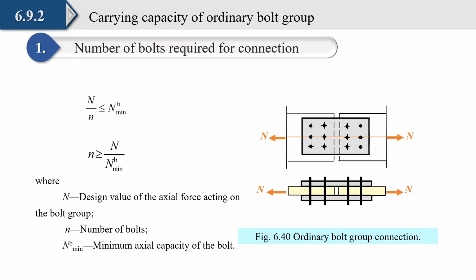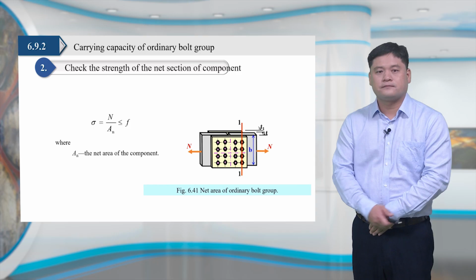And the action of axial shear. The average shear force per bolt is equal to the total shear force divided by the number of bolts, which must be less than the minimum shear capacity of the bolt. The number of bolts required is equal to the total shear divided by the shear capacity of one single bolt.